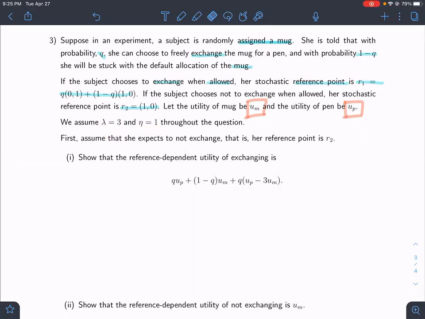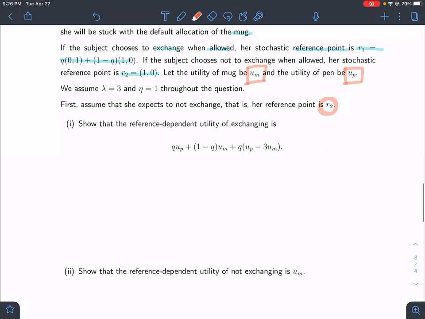So first case, we are using the reference point R2. So let us evaluate the utility of exchanging and not exchanging with this reference point. Okay. Any questions so far?